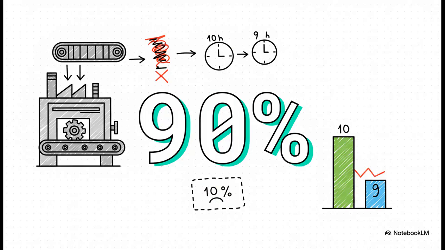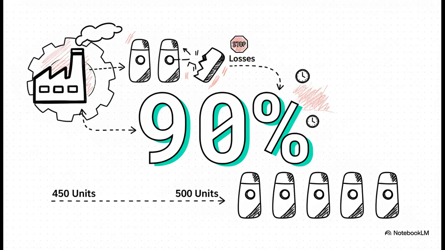So first, let's check out its availability. Turns out there was a jam and it needed some extra setup time, so the machine only actually ran for 9 of the 10 scheduled hours. You do the math, 9 divided by 10, that gives us an availability score of 90%. We've already lost 10% of our potential right out of the gate, and we haven't even talked about speed or quality yet. Okay, next up, performance.